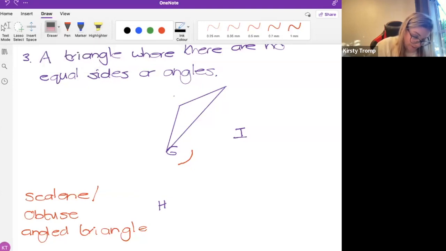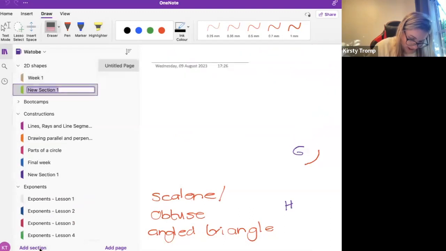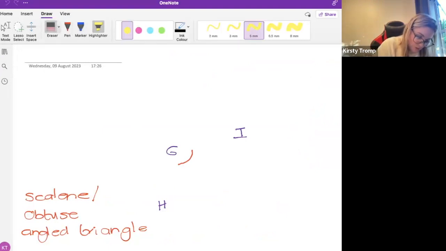All right. I'm going to add another page for us, guys. And we are going to go there. Okay. Let's see if we can get this one to work. All right. So the last kind of triangle that I wanted to have a look at while our page is doing some weird things. Okay.